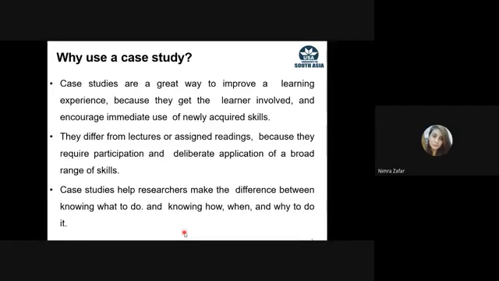Why do we use a case study? This is a very important question. Case studies are a great way to improve our learning experience because they get the learner involved and encourage immediate use of newly acquired skills. They differ from lectures or assigned readings because they require participation and deliberate application of a broad range of skills. So basically, the case study is not any lecture or any assigned reading. It is basically a detailed description or detailed study of any particular case.